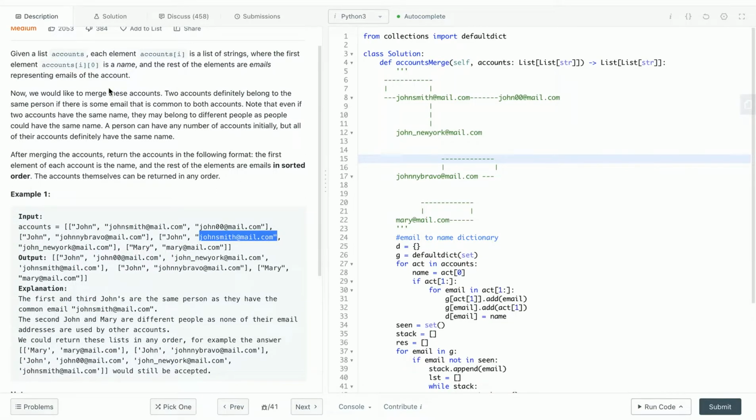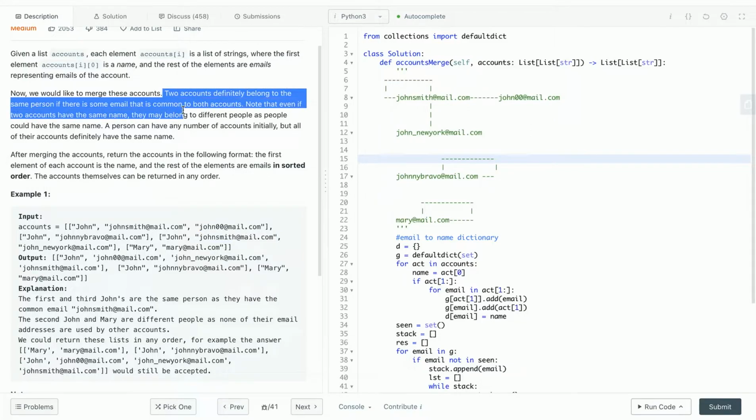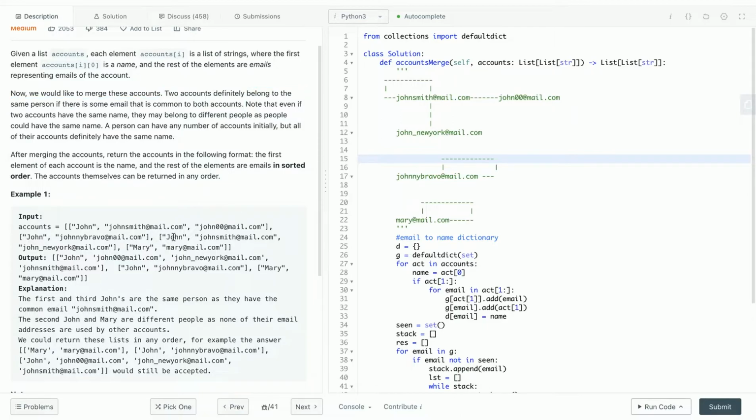So you can see that two accounts definitely belong to the same person if there's some email that is common to both accounts. So that applies to this, right? They share the same email, johnsmith@mail.com. So we know that these three emails all belong to the first John. And we have a Mary, and our output should be the first John followed by his three emails.